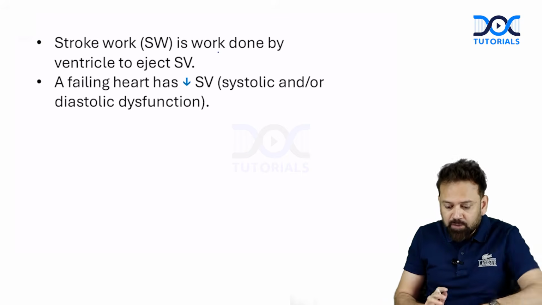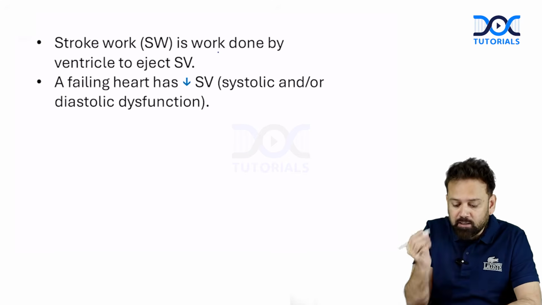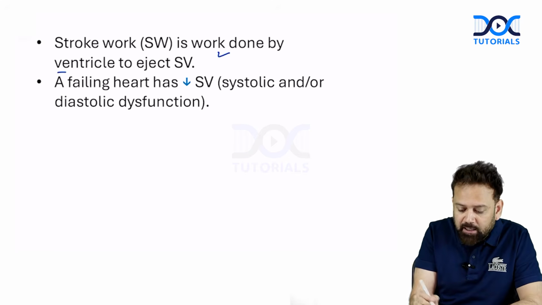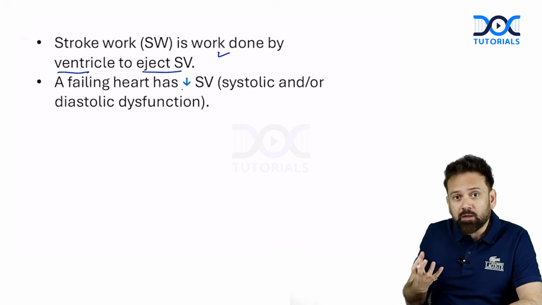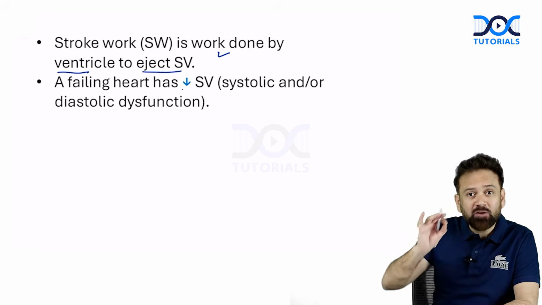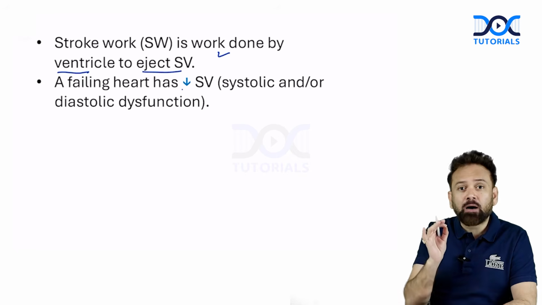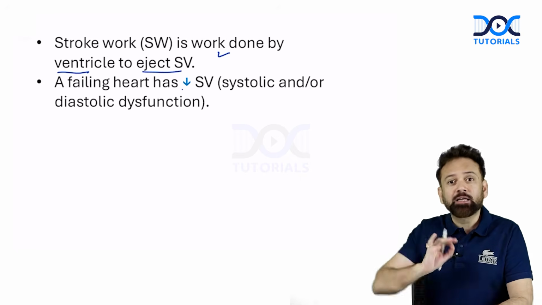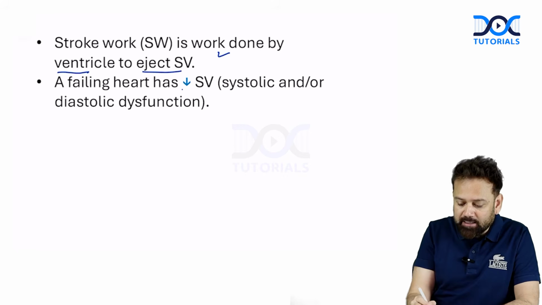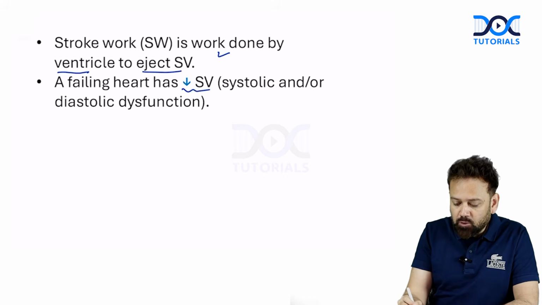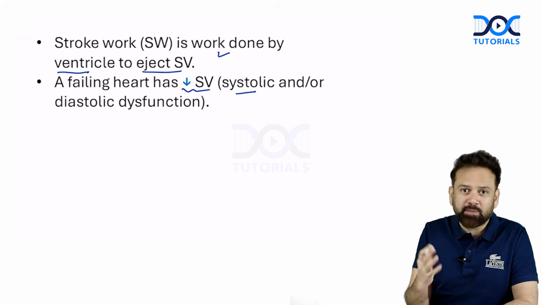Okay, now we will discuss stroke work. What is stroke work? It is the work done by the ventricle to eject the stroke volume. The amount of blood ejected in one stroke is stroke volume, and the amount of work done to eject that stroke volume is called stroke work. And a failing heart has decreased stroke volume, systolic and sometimes diastolic also.